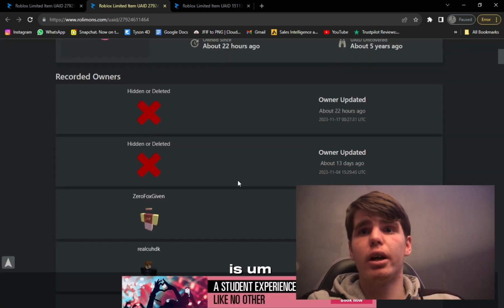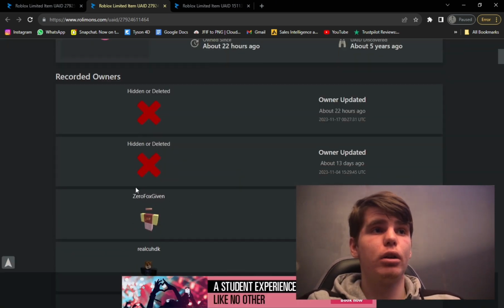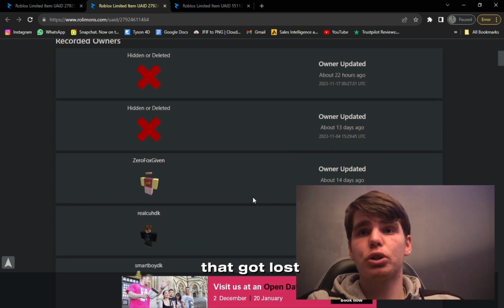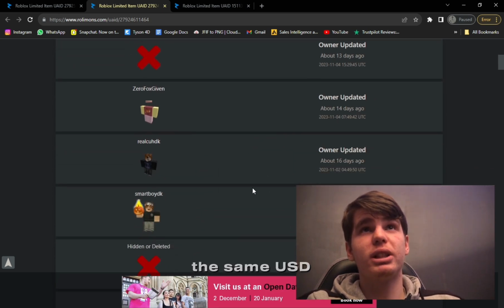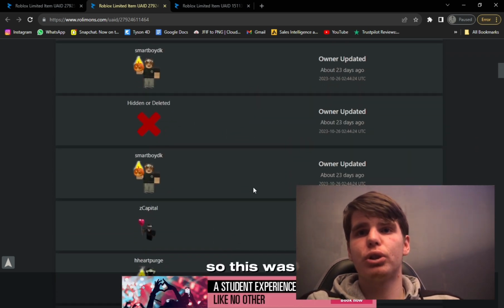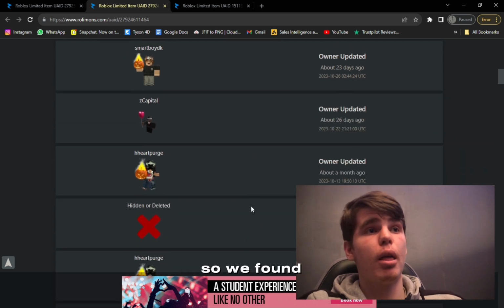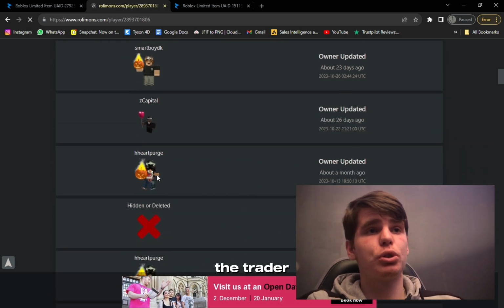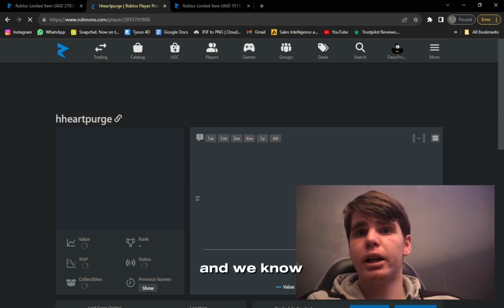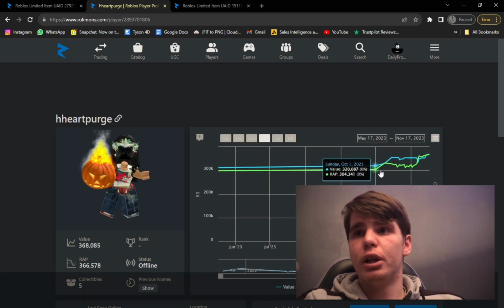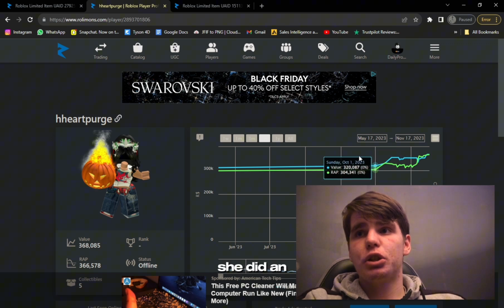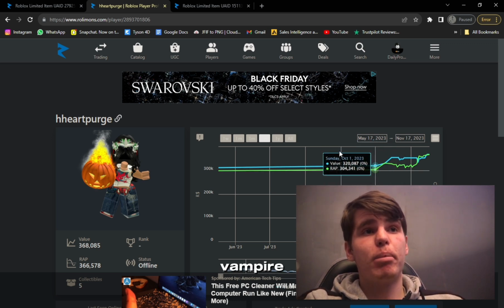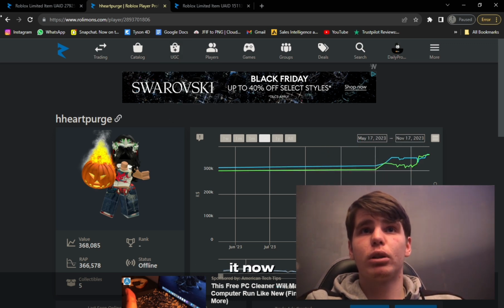So yeah, this is Callum's again. Callum's playful vampire that got lost. This is from the same USD seller. So this was quite interesting. So we found out here that this was the trader who got it legitimately, and we know that because over here around this area she did an upgrade for the playful vampire, and then over time she sold it.